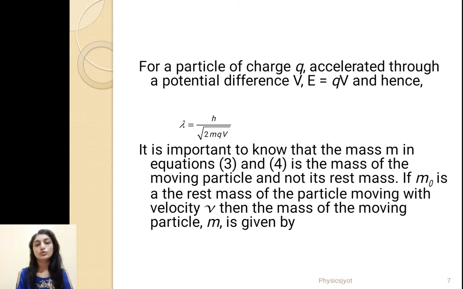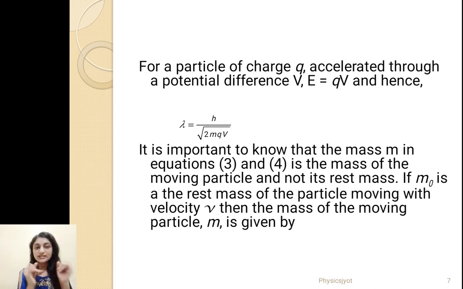And we know that when a charged particle is accelerated through a potential difference V, then it gains energy, and that energy gained by the particle is given by E equals q into V. So just now we got the third form, lambda equals h upon under root of 2mE. For that E, we can substitute E equals qV, and then we will get this fourth form, lambda equals h upon under root 2mqV.